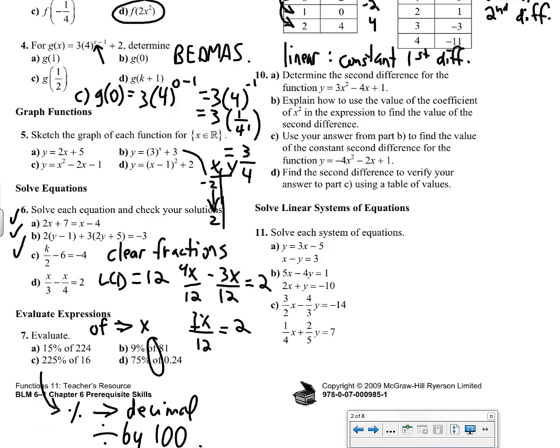Numbers 10 and 11, again, a little bit of repetition in number 10, so that one I'll leave with you. Finishing off with number 11 as our last example to look at for review. Solve each system of equations.